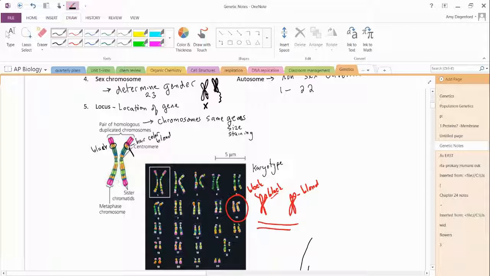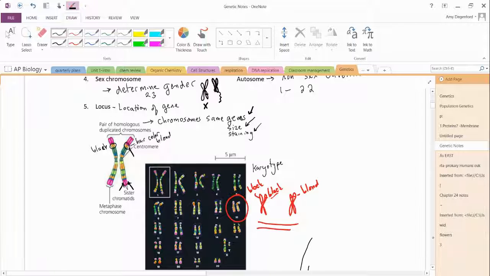Now, the chromosomes that stain the same way, so notice they've got purple and blue and orange and another blue and green. If they stain the same way and they're the same length, then they are called homologous chromosomes. They are coding for the same genes. So they have the same genes, they are the same size, and they stain the same way. And the two homologous chromosomes themselves, if they're duplicated, will have two sister chromatids. So here's one sister chromatid, here's the other sister chromatid.